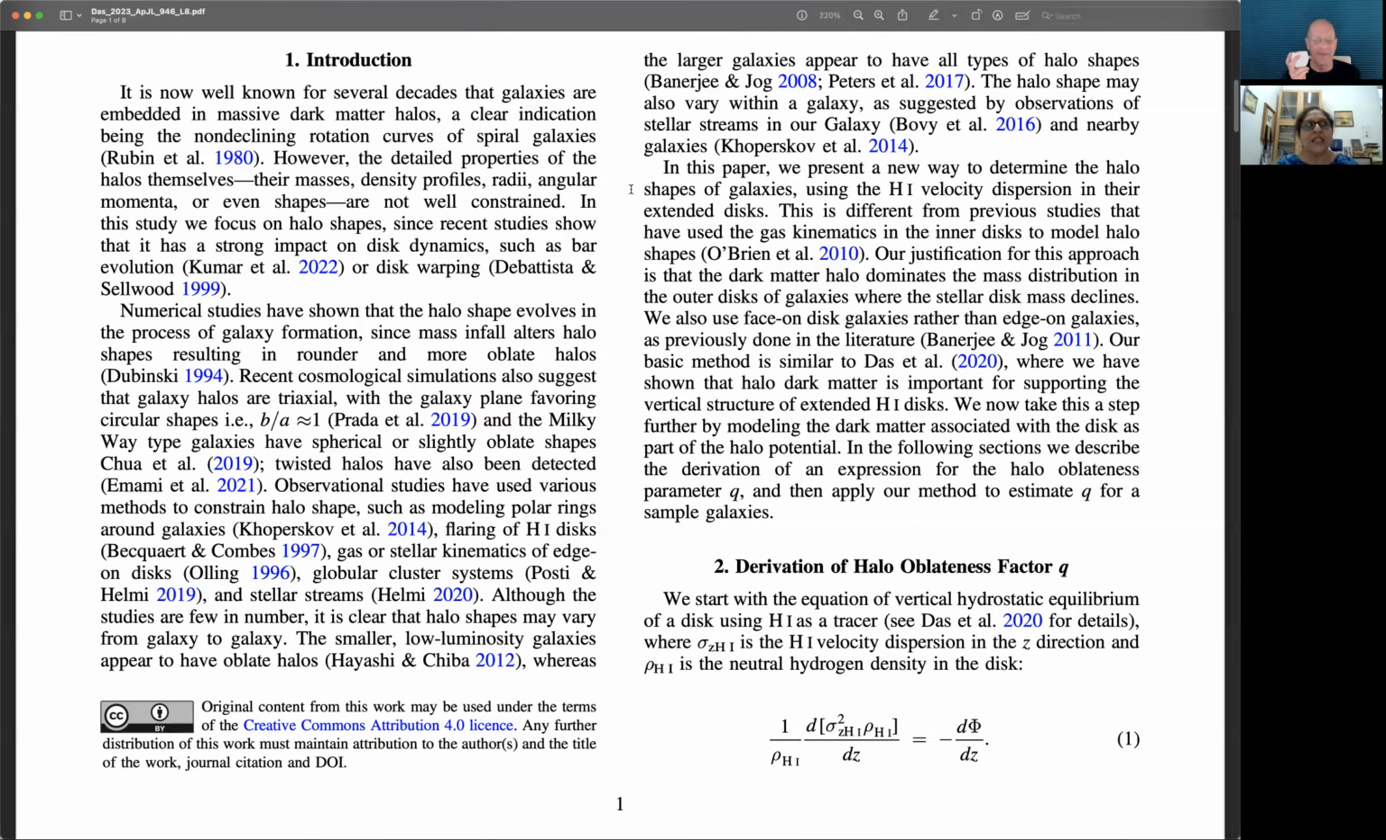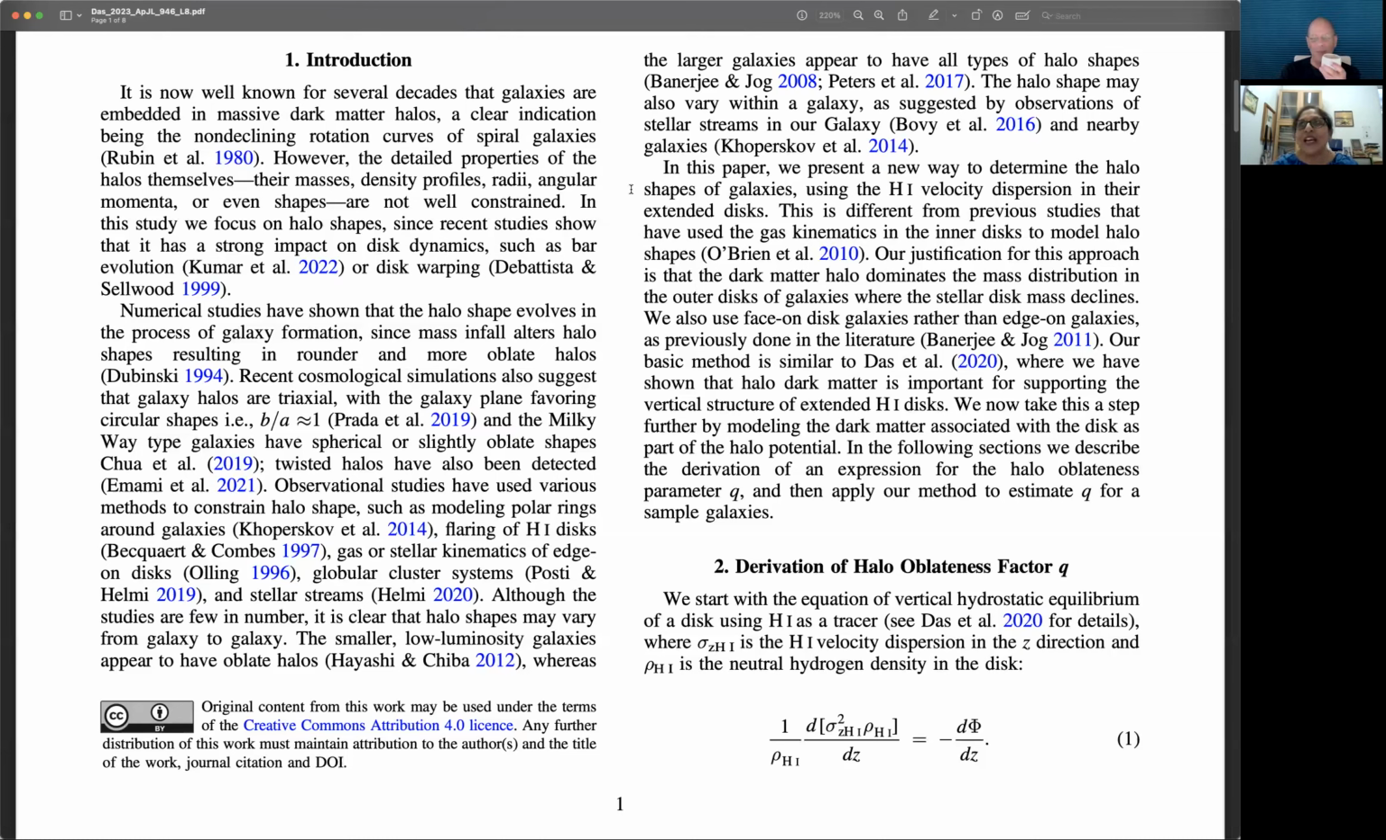Neutral hydrogen velocity was used by Vera Rubin to make the rotation curves. And it's been used by a lot of other people, edge-on galaxies. But the neutral hydrogen velocity dispersion has never been used to constrain the dark matter halo potential. So this is the first time, and that's why we thought that it was something people should look at.